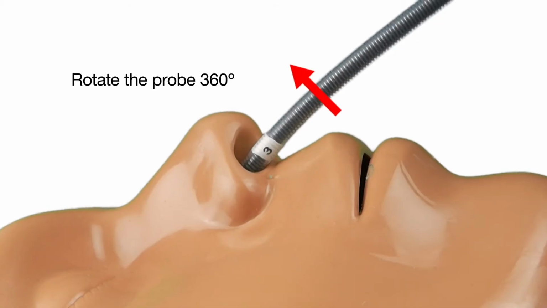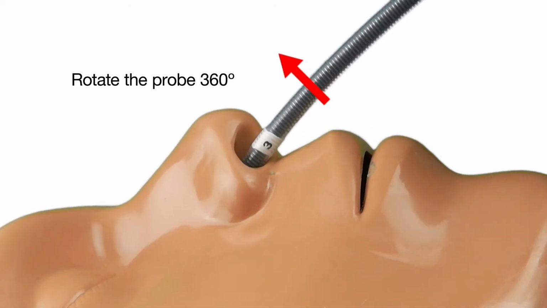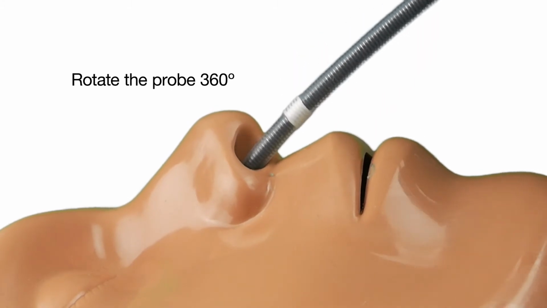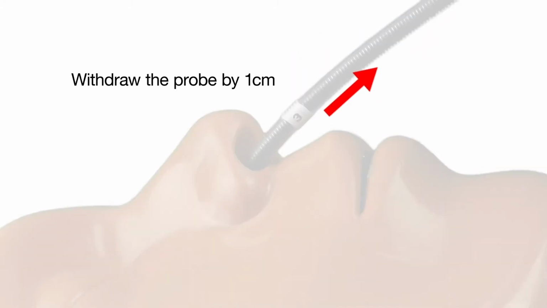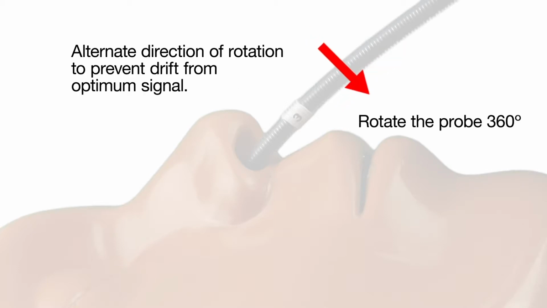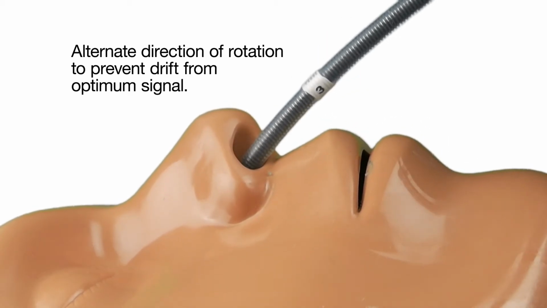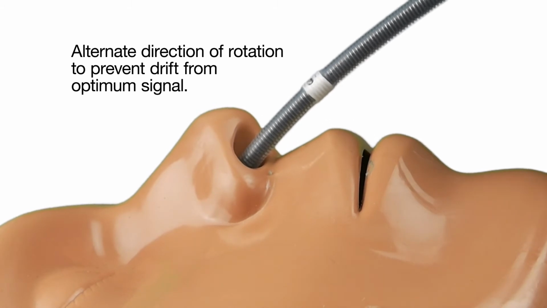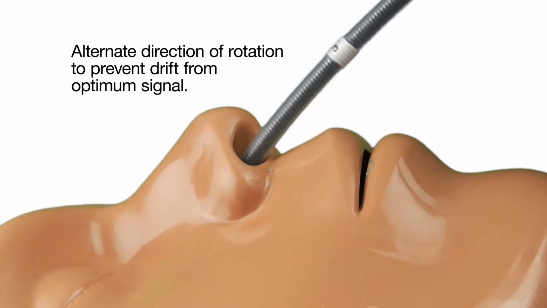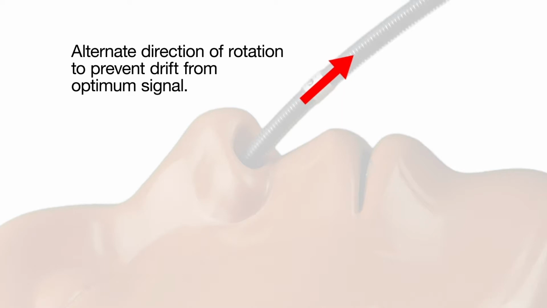In a patient, slowly rotate the probe through 360 degrees. If you do not see the signal, withdraw the probe by 1 centimeter and rotate slowly through 360 degrees in the opposite direction. This change in direction reduces the torque on the probe spring so that when you find the right signal, the probe will not drift off as it unwinds.